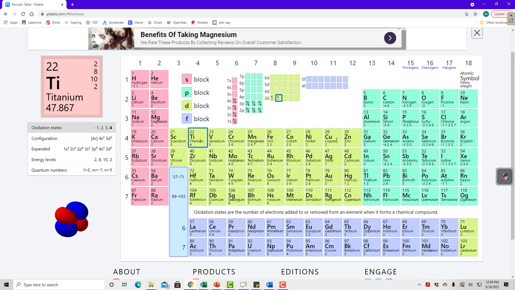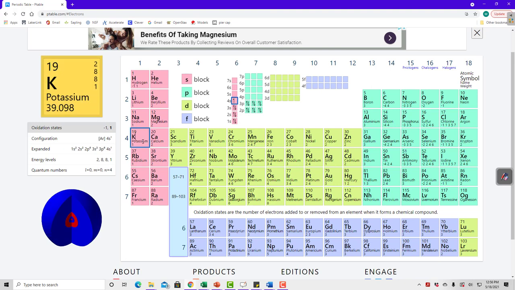So here we are in the first row of the transition elements. It goes, potassium is 4s1. 4s1, that's the furthest out electron. It's the valence electron. There's one electron in the valence shell. There's one valence electron in potassium. Calcium has 4s2.